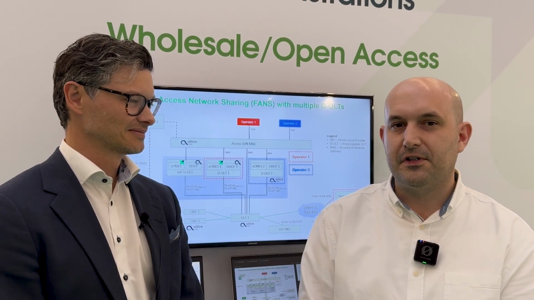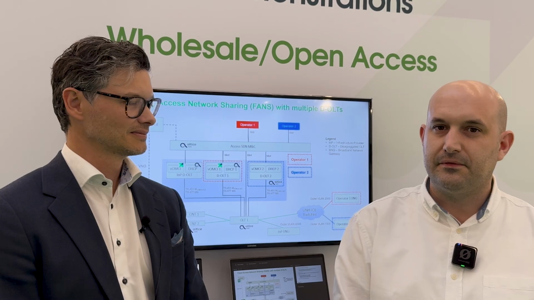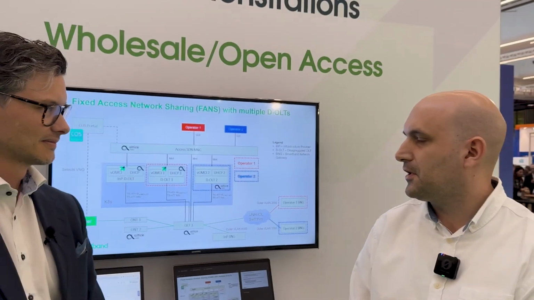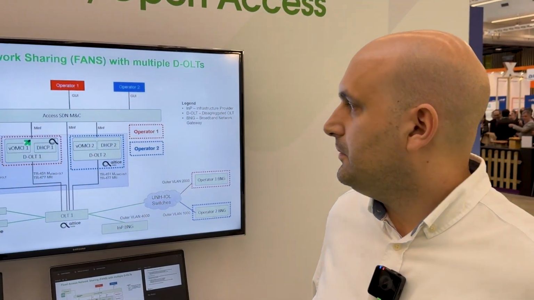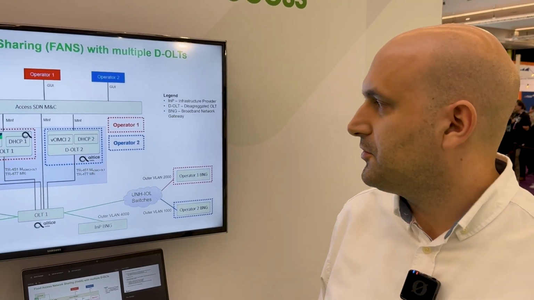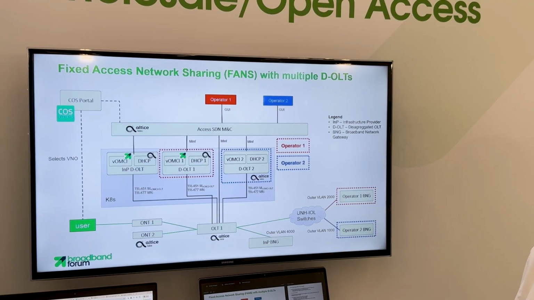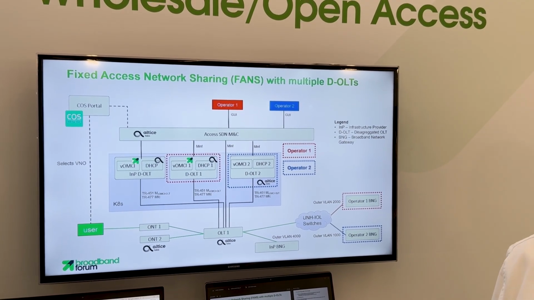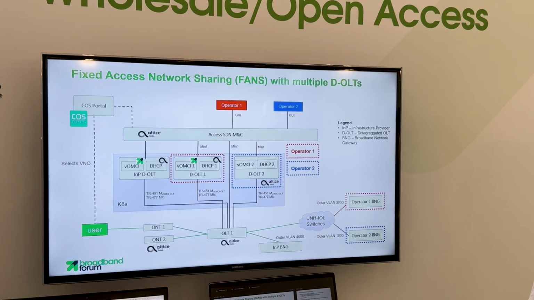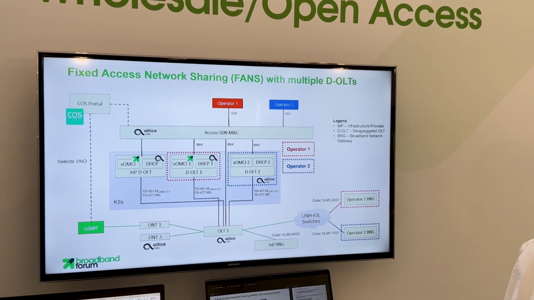So in this year's demo, we'll have the fixed access network sharing, in which each virtual network operator will have a dedicated instance of a virtual disaggregated OLT. As we can see here in the picture, each virtual network operator has an instance of vOLT with a vOMCI function and a DHCP relay, and the infrastructure provider itself also has an instance of its own. So we have two use cases here.